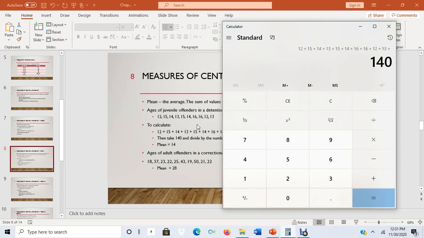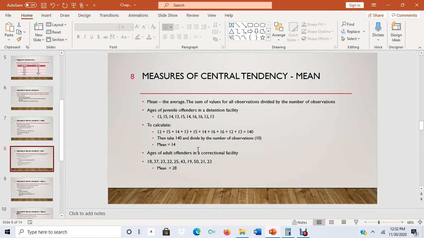So the first step in calculating the mean, you want to always add up the observations that you have. And then you want to take 140, or take your total here, and divide by the total number of observations. So there's 1, 2, 3, 4, 5, 6, 7, 8, 9, 10 observations. So we're going to divide by 10. And the mean, or the average age of the juveniles in this data set, is 14. All right, so pretty simple.